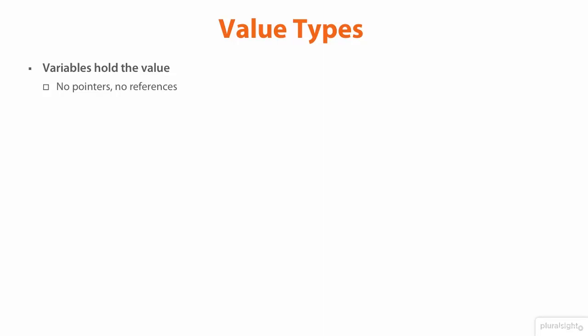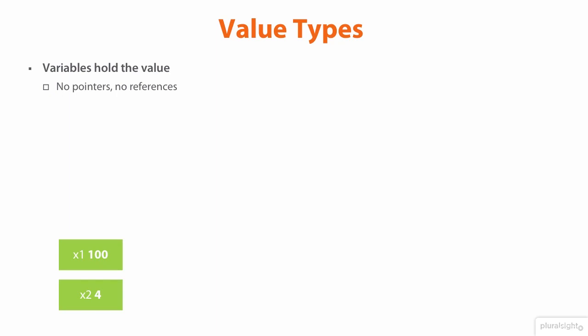As I mentioned earlier, every type in .NET falls into one of two categories. Every type is either a reference type or a value type. A variable that is typed as a value type does not hold a memory address or a pointer. It holds a value itself. For example, integers and floats are value types in .NET.